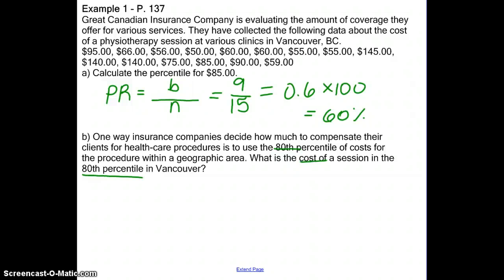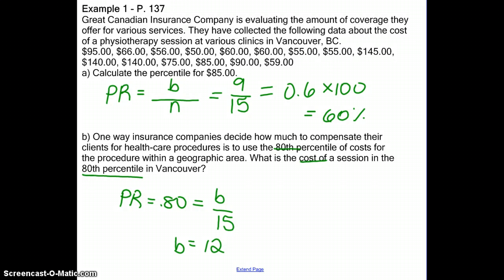So we're trying to figure out the cost at the 80th percentile. Now we know PR, so PR is 80. We need to find B, and we know that N is 15. Now 80, I did something wrong here with 80. This is a percent, so it should be a decimal. Good, it should be 0.80. So I can find that B is 15 times 0.8, or B is 12.